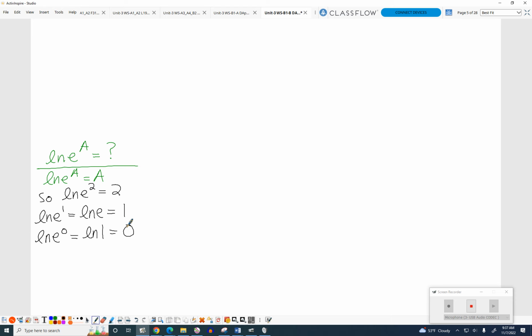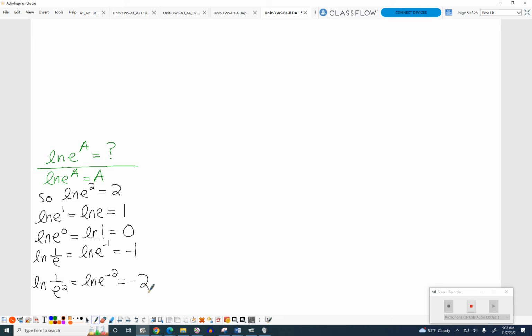So then we go natural log of 1 divided by e, which actually is the same thing as natural log of e to the negative 1. Therefore, that is equal to negative 1. And one more item to complete the pattern. Natural log of 1 over e squared would be natural log of e to the negative 2, which is simply negative 2.